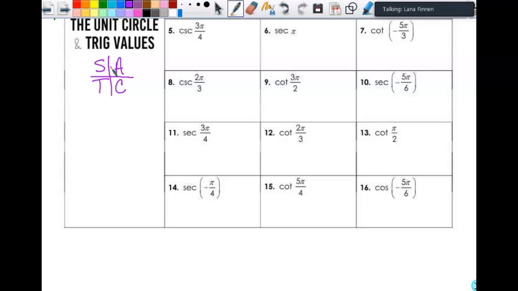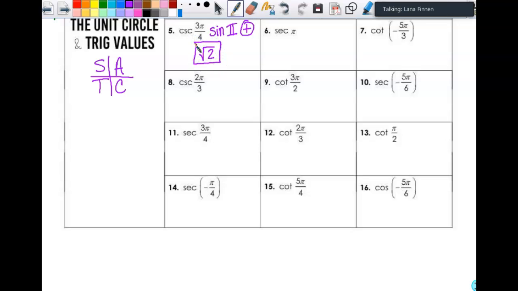So, all right, cosecant. Cosecant is a reciprocal of sine. 3π/4 is in the second quadrant. In the second quadrant, sine is positive. So then I know that the sine of π/4 is the square root of 2 over 2, which means the cosecant is what? Square root of 2. Yep.